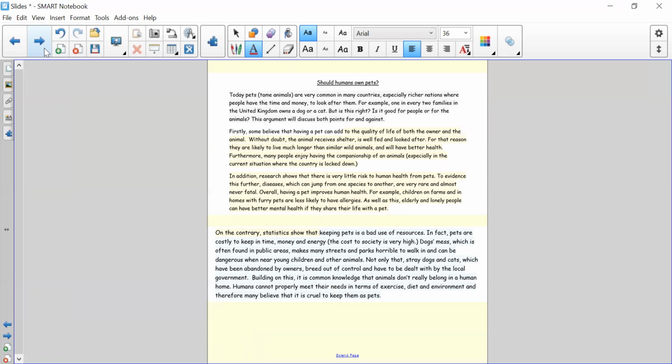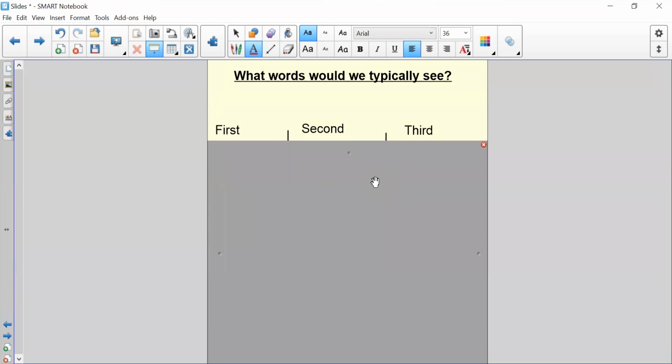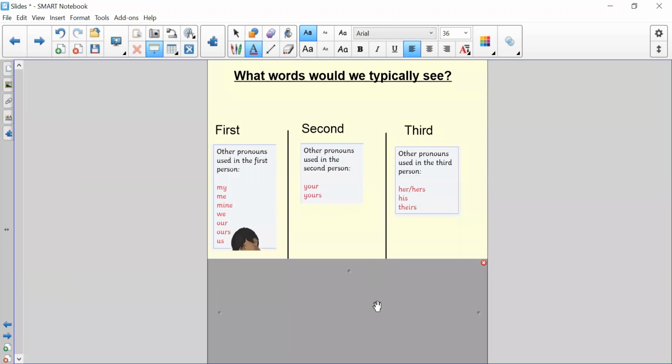Again, what I would like you to do is read the model text that we've been learning for the last week or so with your actions, thinking about first, second and third person, and also the use of commas in the balanced text. So again, think about what words we would typically see with first, second and third person. Remember what you learned yesterday. I'm now going to reveal the pronouns. So we've got my, me, mine, we, our, ours and us. You, your and yours, her, hers, his, theirs, and you'll also see they and people's names if it is in third person.